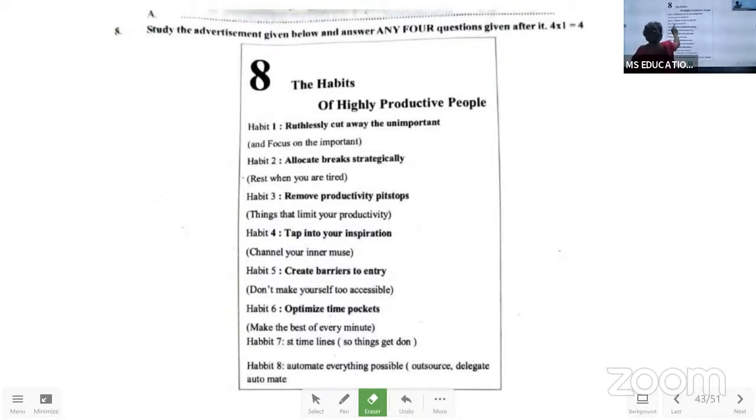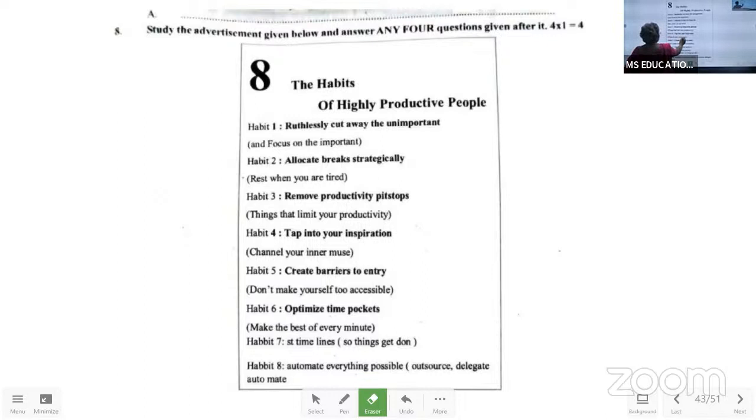So you have to rest when you are tired. Third habit, remove productivity pit stops. Things that stop your productivity, moving towards success. You are sometimes curtailed. See that it does not stop you. Fourth habit, tap into your inspiration. Everyone has an innate ability. Tap into it. Try to get inspiration from your environment, from books. Make people role models who are very good at certain things and try to improve yourself.